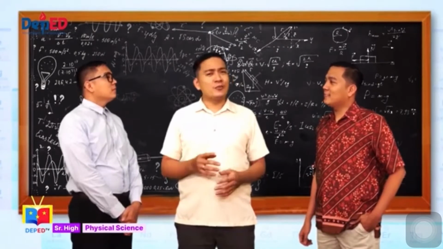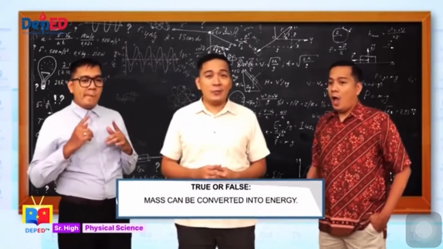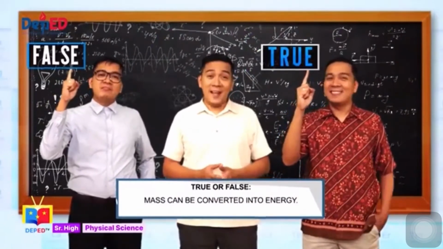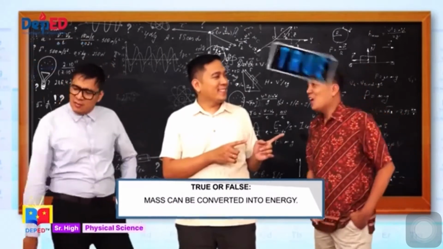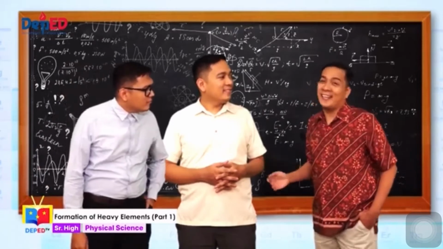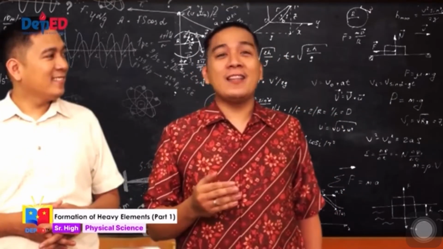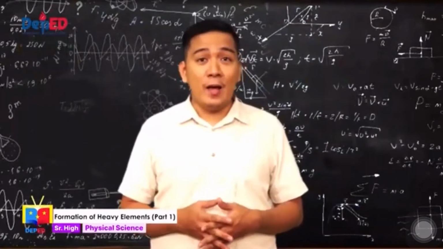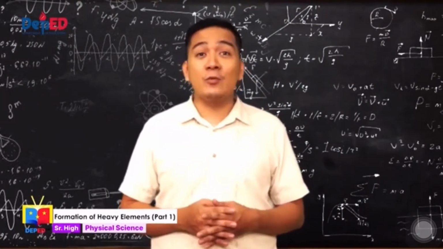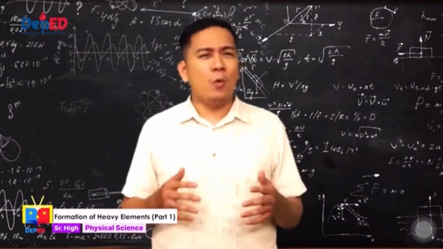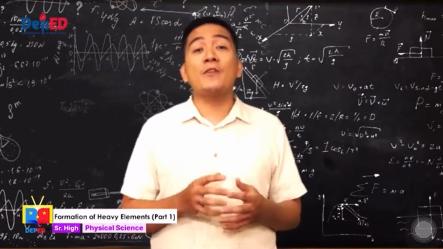Last question. True or false? Mass can be converted into energy. The correct answer is true. We learned from the law of conservation of mass that mass can neither be created nor destroyed. However, Einstein's theory of relativity, E = mc², tells us that mass can be converted into energy. It is important for us to understand that it is possible for mass to be converted into energy. Later, you will see that when elements are made, energy is released. Now, where does this energy come from? It comes from mass.